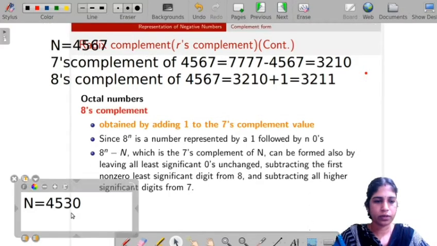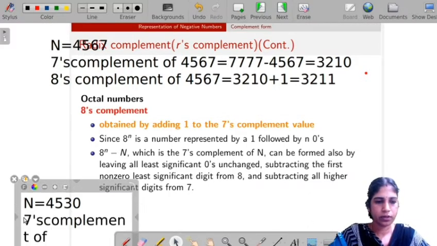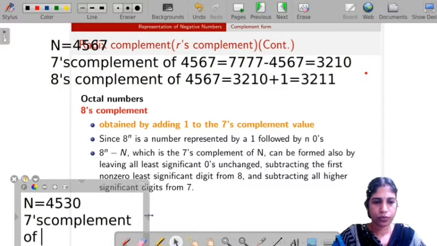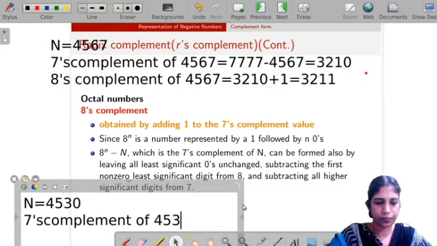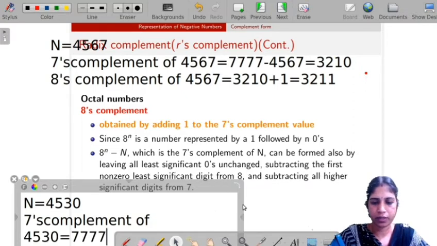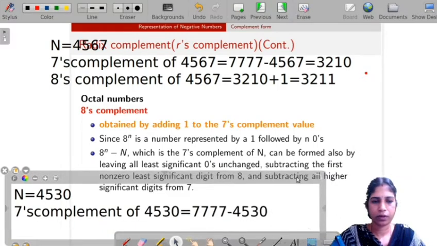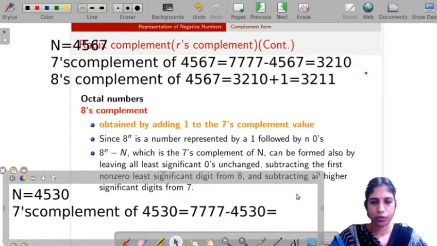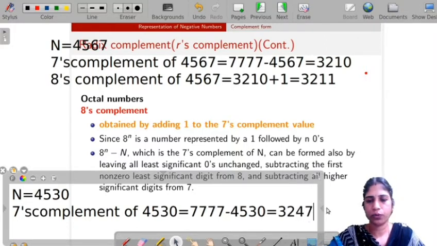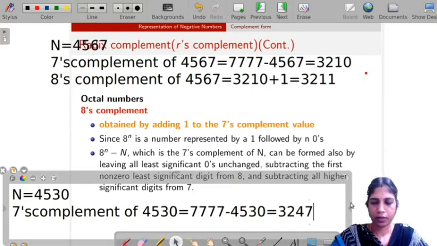First we find out the 7's complement. 7's complement of 4530 is equal to, subtract it from 7777. So that is equal to 3247. Okay, then 8's complement.